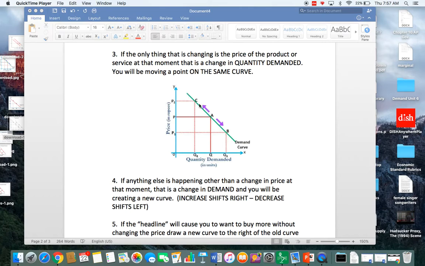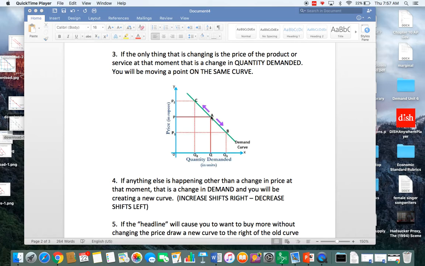You've said at this moment, if it was this price, this is the quantity I would be willing and able to purchase. If it was this price, the quantity is different. If it's this price, the quantity is different. So the curve is your demand. Moving up and down the same curve because of a change in price is not a change in demand, it's a change in quantity demanded.